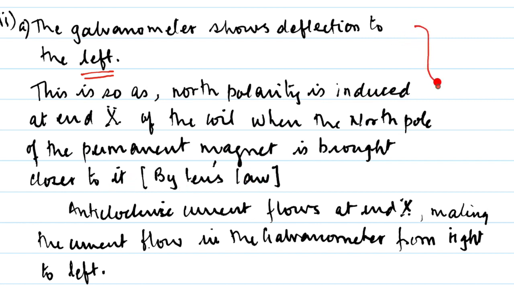So both of these together is going to give us 1 mark. If one of them is wrong, you will not get any marks. You will not get half mark also. Okay? Because both of these are for 1 mark. So because of the north polarity, anti-clockwise current will flow at end X, making the current flow in the galvanometer from right to left, as I showed you in the diagram.